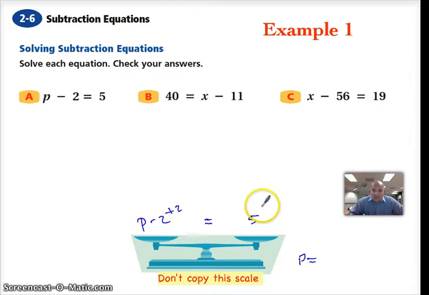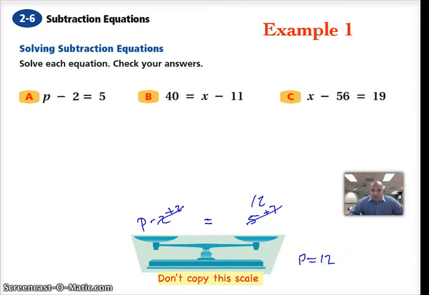Now we do it to both sides so they'll be in balance. If we only do it to one side, if we add 2 to this side, it'll make this side heavier. We need to do it to both sides. And when we do that, the plus 2 minus 2 goes away. 2 minus 2 is 0. That leaves us with p equals 5 plus 2. Well, what's 5 plus 2? 5 plus 2 is 7. So in the end, we're going to see a 7.